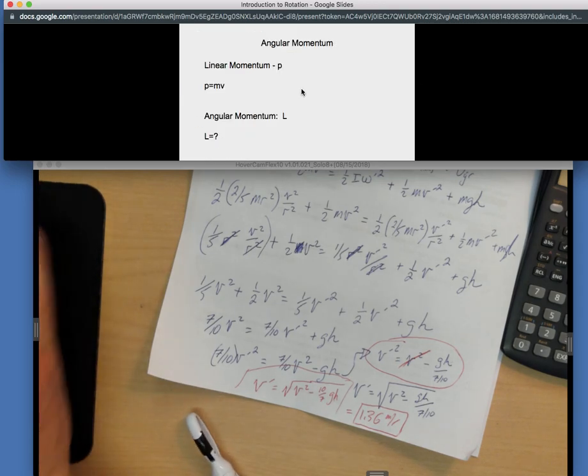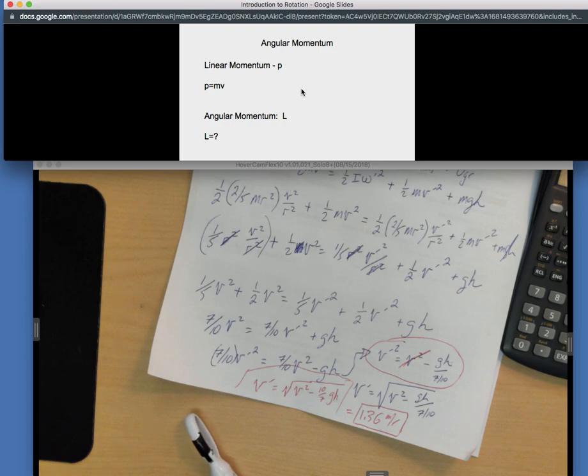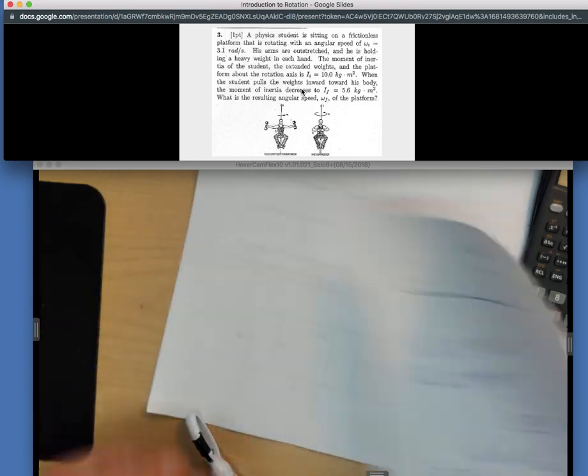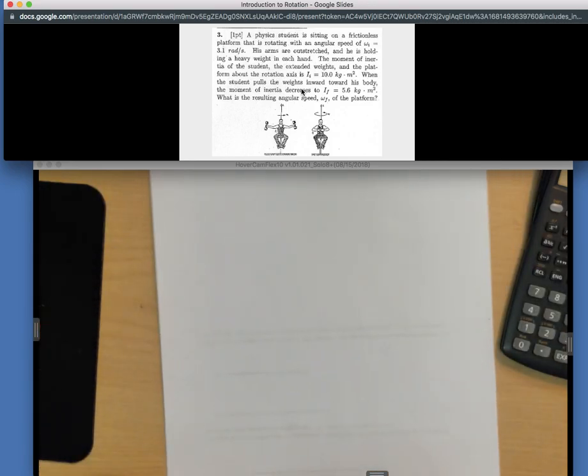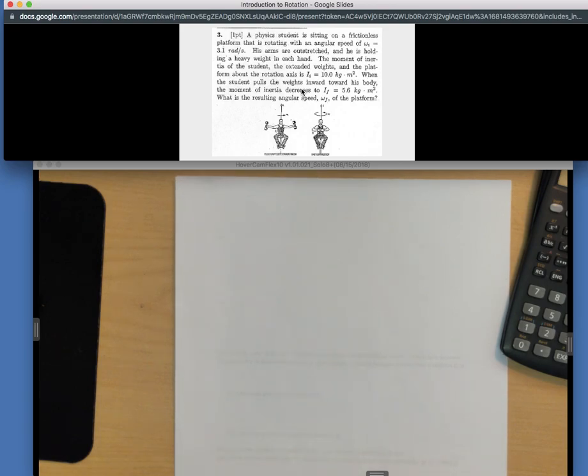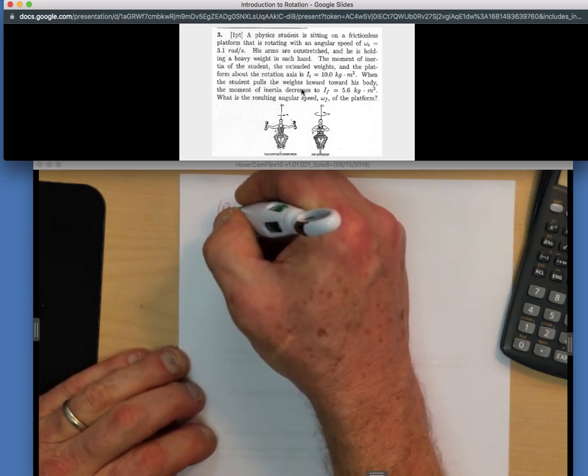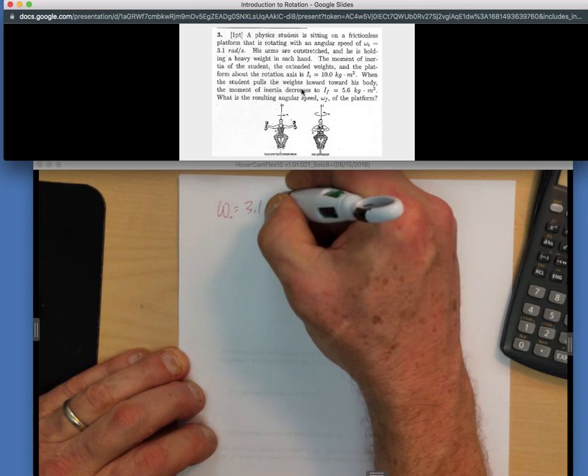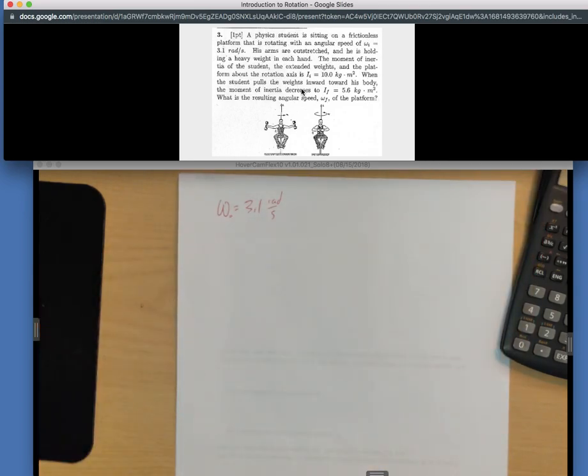But let's take a look here. Angular momentum is, well, Nick was quick to tell us this today. Nick said that's I times omega, and that is correct. So let's try this problem here. This is one of those problems from University of Colorado, about a student sitting on a frictionless platform. He's rotating with an angular speed of 3.1 radians per second. That's omega initial is 3.1 radians per second.